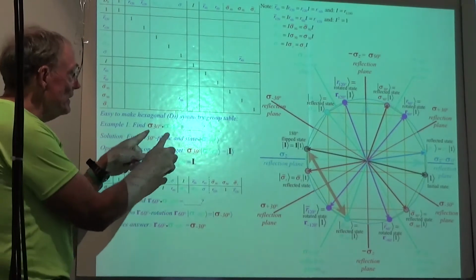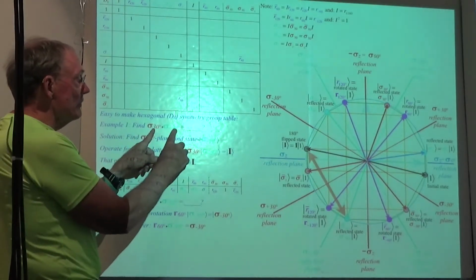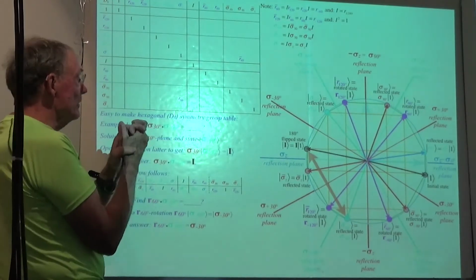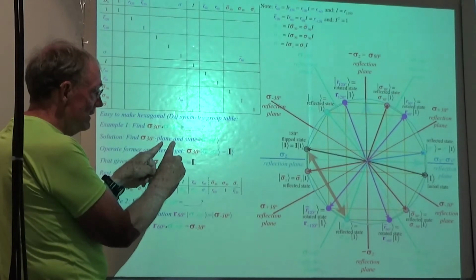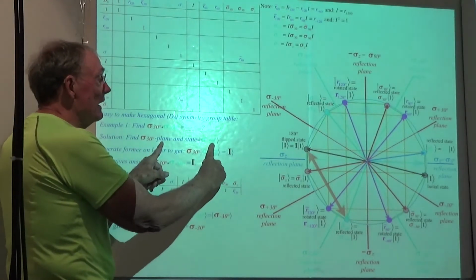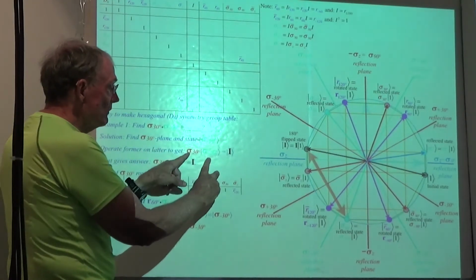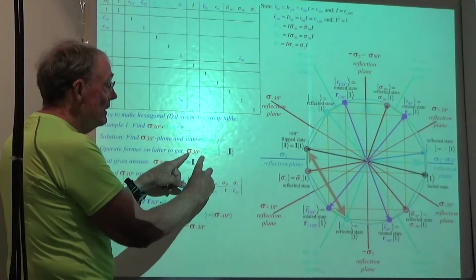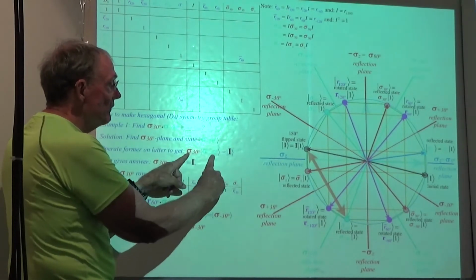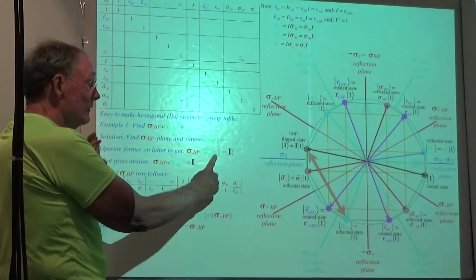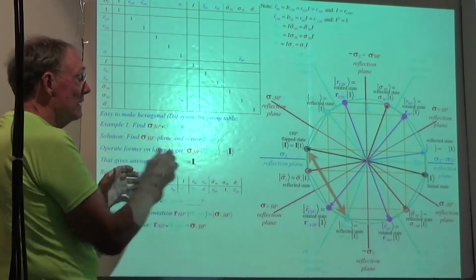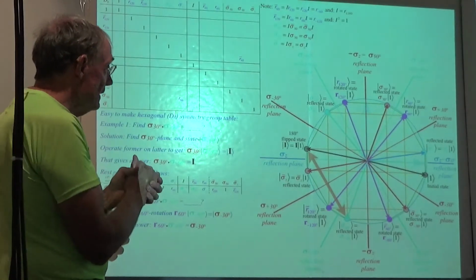For example, find the product of sigma 30 and sigma minus 60. What is it? Well, first you find the sigma 30 plane and the state sigma minus 60. And you see that what you need to do is look at the reflection sigma 30 of that one, which will be some other element in this group. This is how you multiply the group elements, okay?